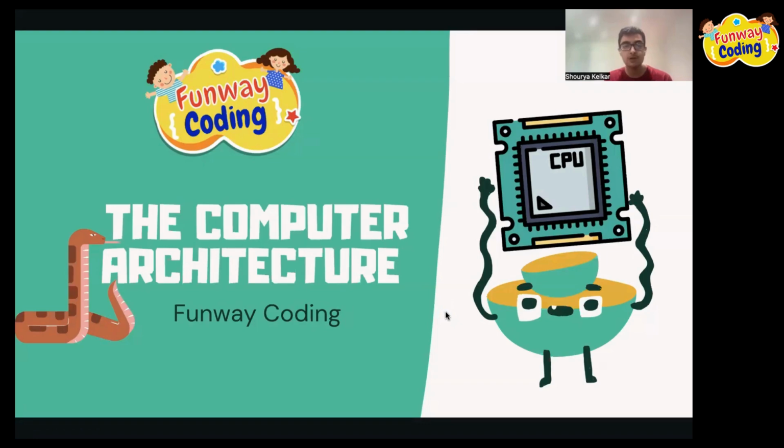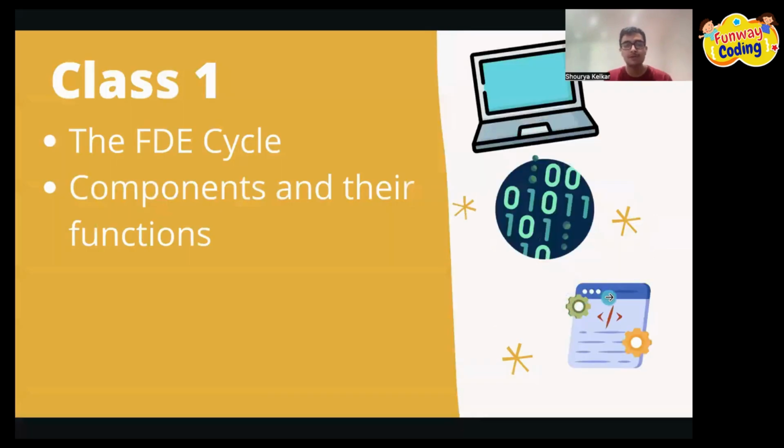Today we'll be going through computer architecture, which is topic 1 of paper 1 of computer science GCSE OCR. So today we'll be going through the FDE cycle and the components and functions of the CPU.